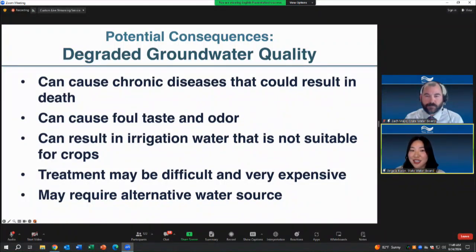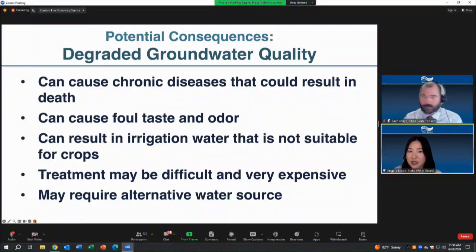As groundwater levels decline, groundwater quality can also degrade. The degradation of groundwater quality can result in poor drinking water quality. This may cause health problems, including chronic diseases such as kidney and liver cancer that may eventually result in death. Degraded groundwater quality can also cause foul odor and taste in water, and may result in irrigation water that is not suitable for crops.